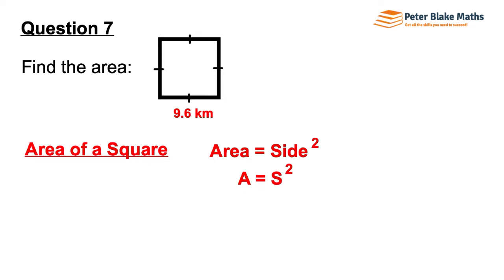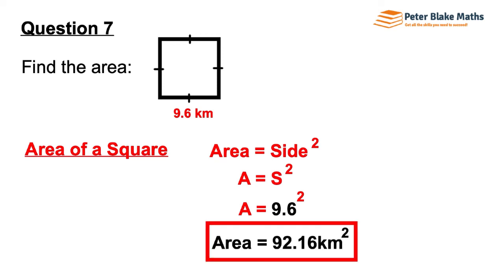So A equals S squared. We only really have one number to work with here. And so when we substitute our side length of 9.6 in the second line there, we get an answer of 9.6 squared, which ends up being 92.16. Now we were originally in kilometers, but when you've got area, that becomes square units. So our answer is in kilometers squared.